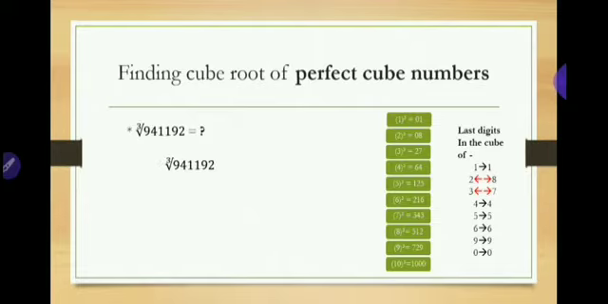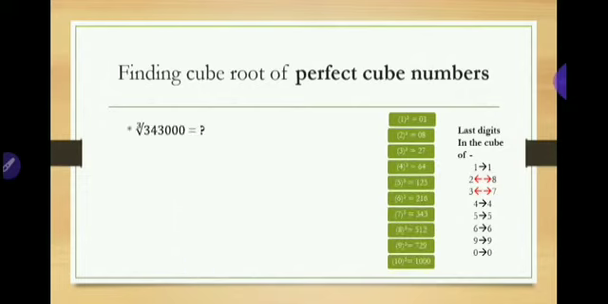Now take one more example, that is 941192. From that, make one group of 192. 2 is the last digit of the cube of 8. Therefore, we will take 8 as the last digit in our answer. The remaining group, that is 941, falls between the cube of 9 and 10. Which is the smaller digit? 9 is the smaller digit, therefore 9 will be in our answer. 98 will be my final answer for the cube root of this.